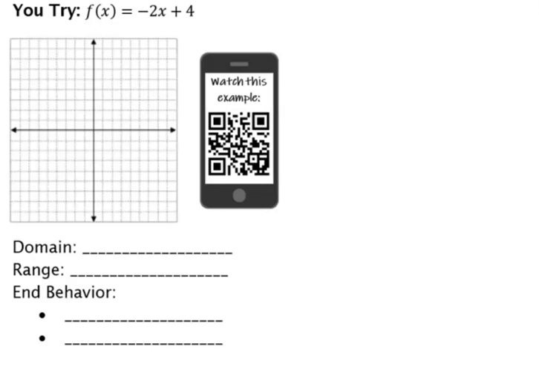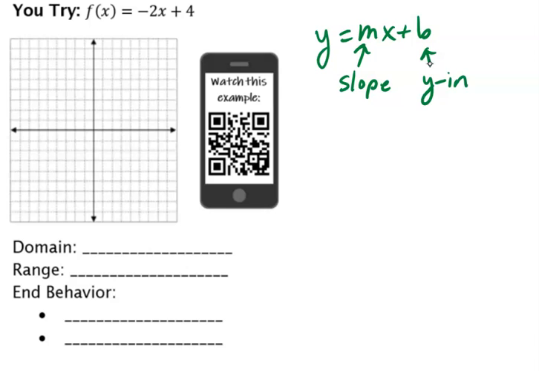We're going to first graph this line, and then we will figure out the domain, range, and end behavior. So the first thing is that this line is in slope-intercept form, and slope-intercept form looks like this: y equals mx plus b, where m is your slope and b is your y-intercept.